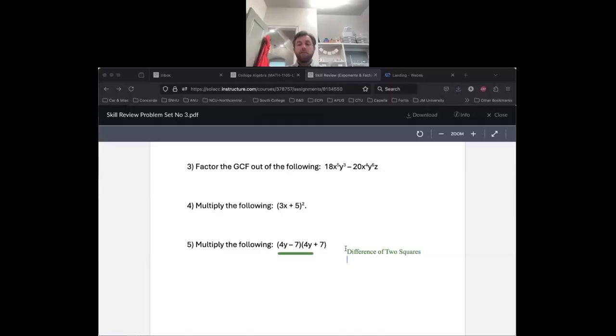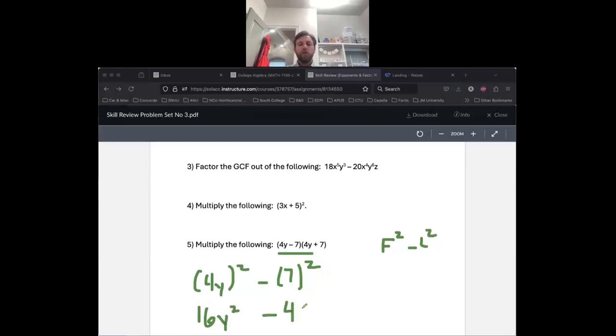So remember what that says. It says f minus L times f plus L becomes f squared minus L squared. And it works both ways on the factoring. So it's supposed to be f squared minus L squared. If we do that here, this becomes 4y squared minus 7 squared. So that gives us 16y to the second power minus 49. If you did FOIL, you would have gotten the exact same thing.